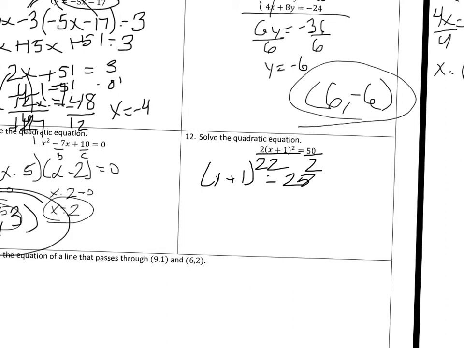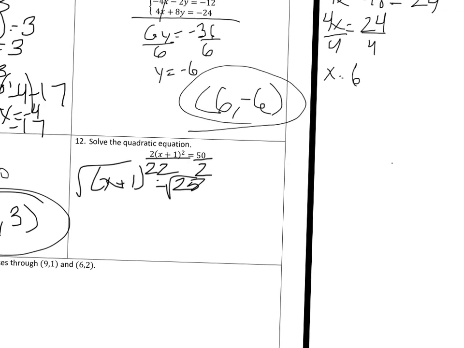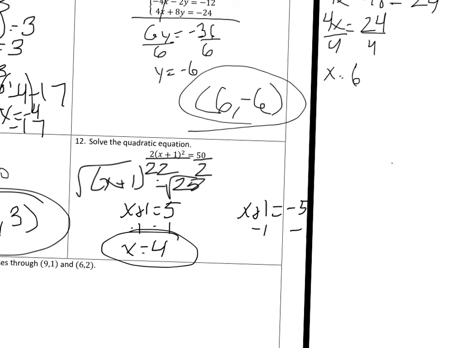And now what I can do is square root both sides because I have isolated what's being squared. Then I'm going to set up my two little equations here, because remember, whenever I take a square root, I get two numbers, positive and negative. And because 25 is a perfect square, I get the positive 5 and the negative 5. So I'm going to set x plus 1 equal to 5, and I'm going to set x plus 1 equal to negative 5. And then solve. Subtract 1 from both sides, I get x equals 4. And subtract 1 from both sides, I get x equals negative 6.